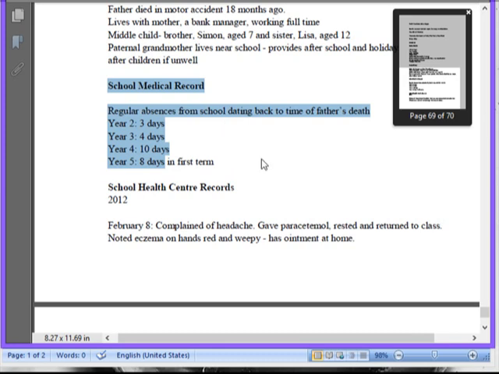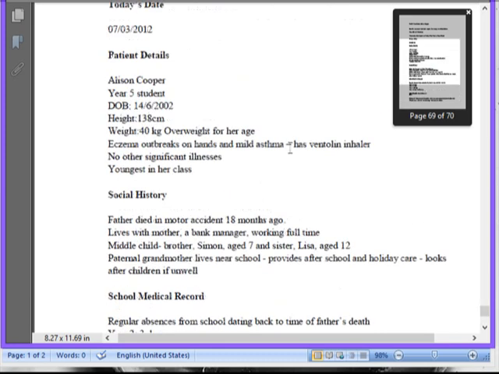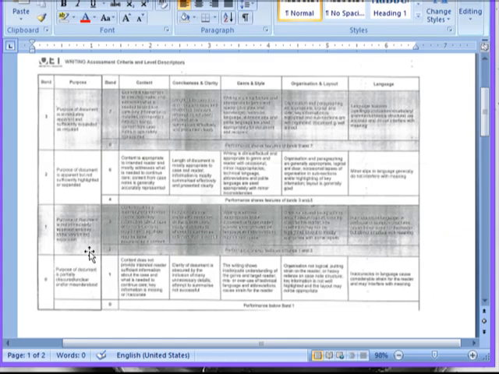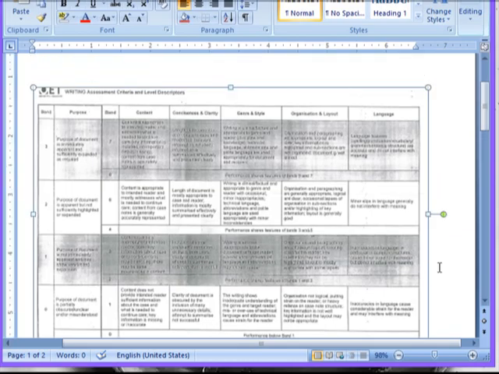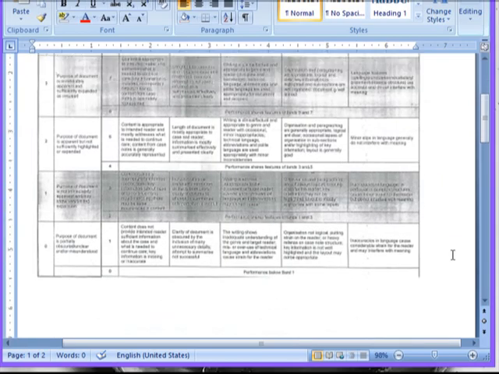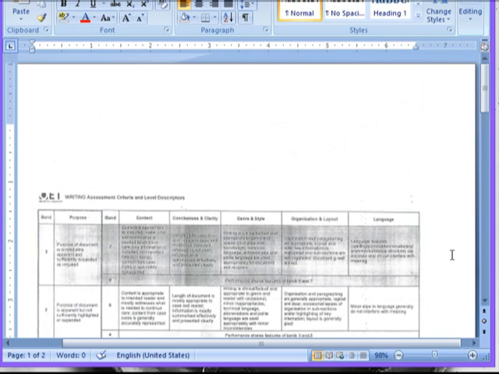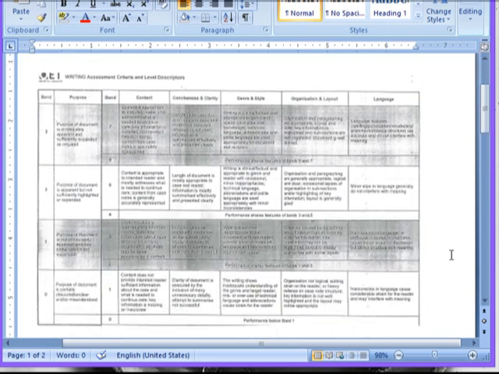Now, I will also show you the way your writing is assessed. This information is also available on the OET website, which is the occupationalenglish.org website, and you'll see here it says writing assessment criteria and level of description.